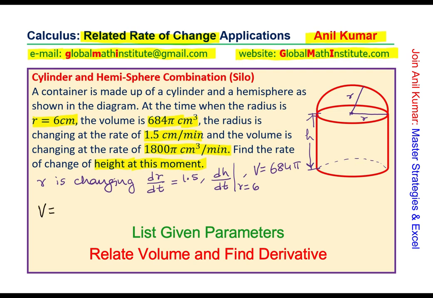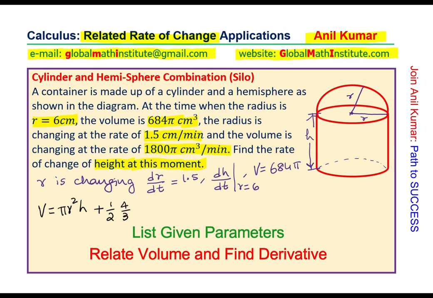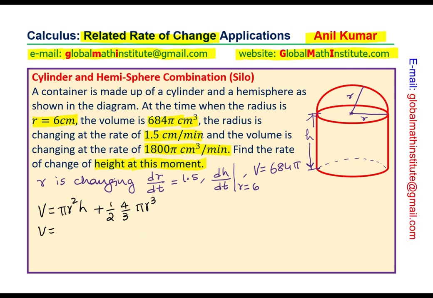So volume is the volume of the cylinder, which is pi r square h, plus the volume of the hemisphere. Hemi means half of a sphere, which is 4 by 3 pi r cube. Correct. So we could write this as volume as pi r square h plus 2 by 3 pi r cube.